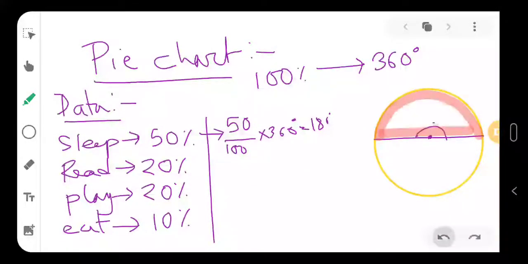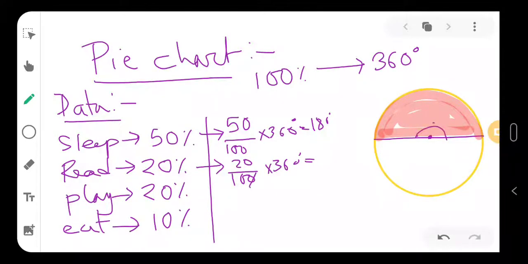So this portion means that this much I have slept. Reading is 20%, so 20 by 100 into 360 degree. That will be my... so this will be 5, and we just have to divide it. Okay. So how much it will come? Let's see. So it should come 72 degree.